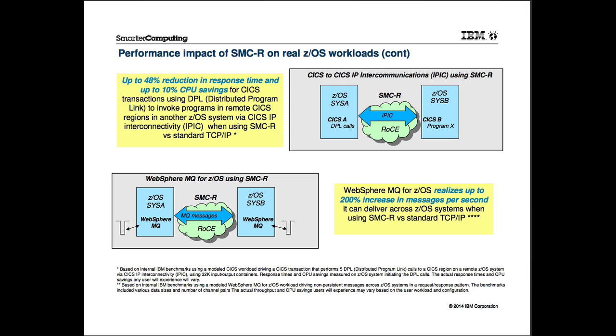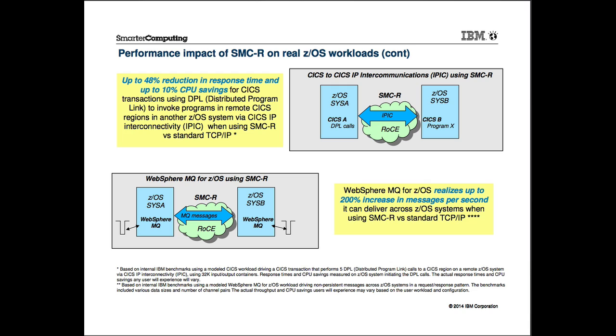On the next slide, we talk about two CICS regions using a technology called IP intercommunications, or IPIC. This is a technology that allows CICS regions to make remote calls to each other across an IP network. And by inserting SMC-R into that IP network, we saw a 40% reduction in response time and a 10% CPU savings. So it got faster and cheaper, which is sometimes a pretty hard trick to pull off.